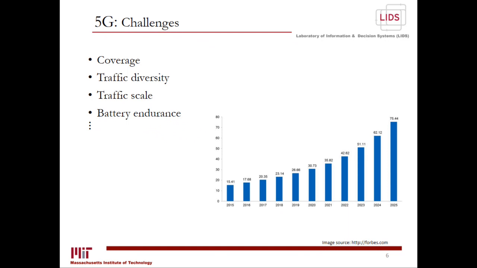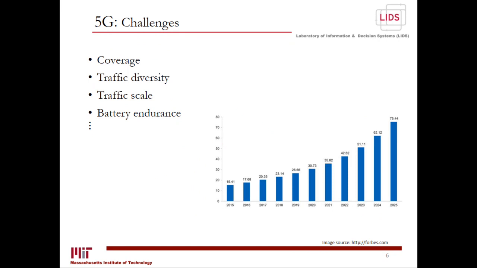We should be able to provide coverage for these devices in the basement and in remote areas. Let's say, for example, we have sensors and actuators that are located in power plants, where previously it didn't make sense for the operators to provide coverage in areas outside of the city.